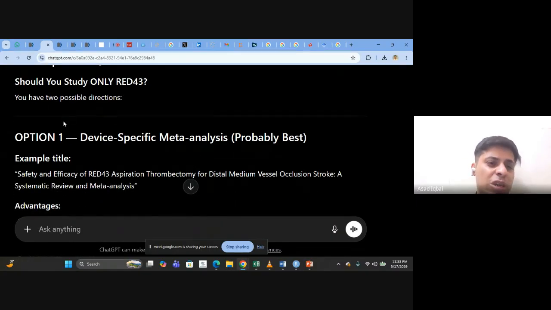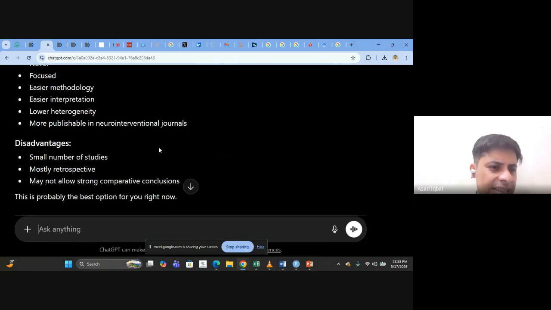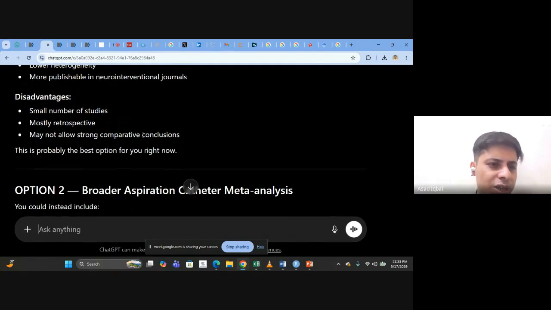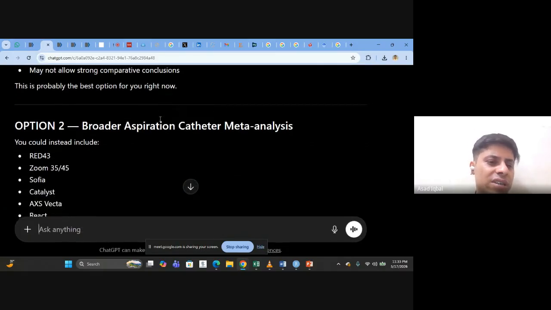You have two possible directions. Option 1: a device-specific meta-analysis, probably best. Safety and efficacy of Red 43 aspiration thrombectomy for DMVO, a systematic review and meta-analysis. Advantages: novel, focused, easier method, lower heterogeneity, more homogeneous population. Disadvantages: a small number of studies, mostly retrospective, which may not allow strong comparative conclusions. This is probably the best option for you right now.